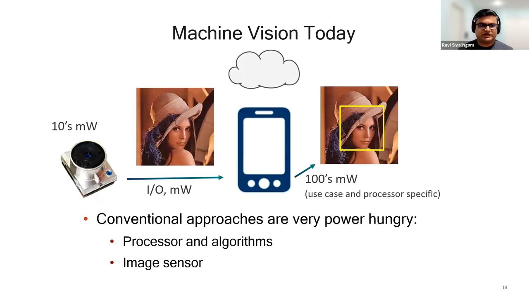Machine vision today, in the past few decades, the conventional approaches have been pretty power hungry. The actual image sensing itself takes about 10 milliwatt, and then there is I/O power to transmit that image to the processor. And the processor, when it's running these algorithms to do object detection or classification or whatever it may be, usually takes about hundreds of milliwatts. And of course, this is use case specific and processor specific. Most of the time, this may happen in the cloud, or if it happens in the edge, it is usually limited to certain higher power devices.